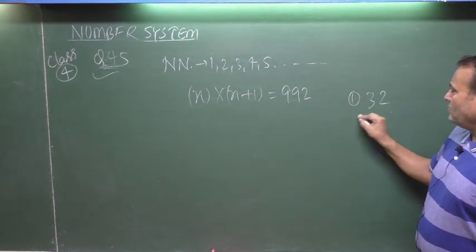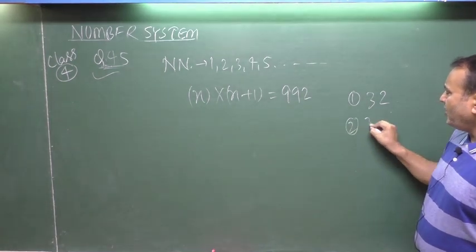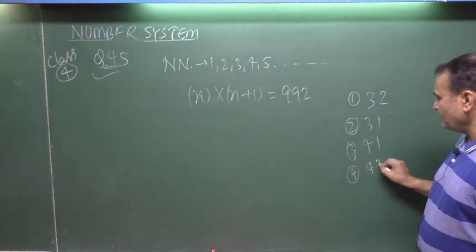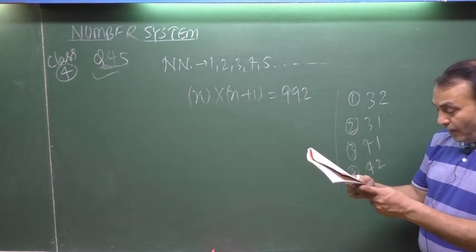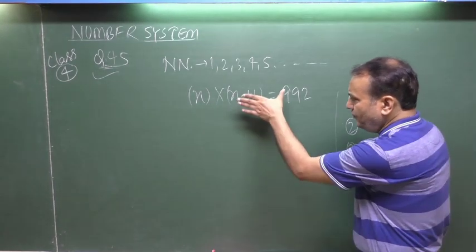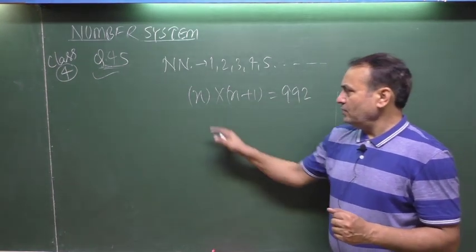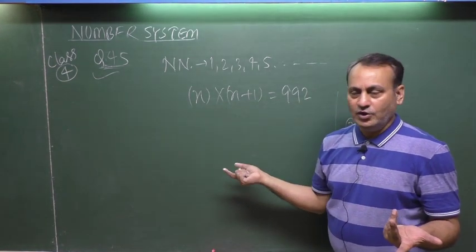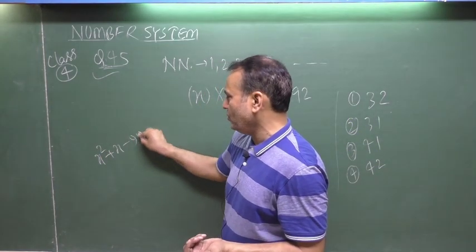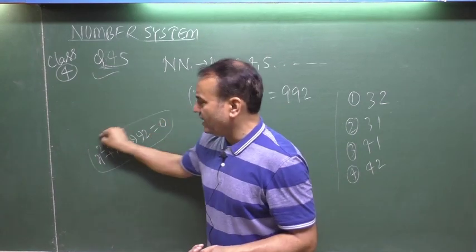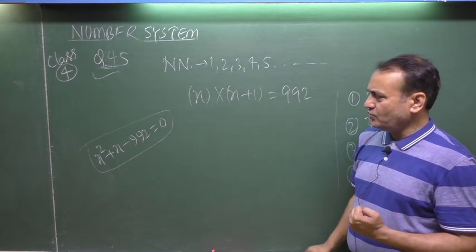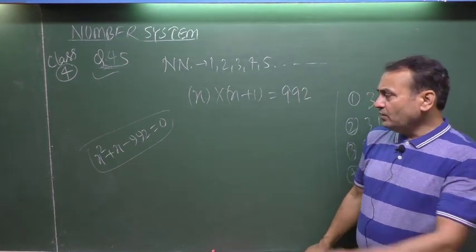You have to find out the smaller number. You have to point out the smaller number of the 2. If you proceed now, there must be a quadratic equation: x square plus x minus 992 equals 0. This is your quadratic equation.